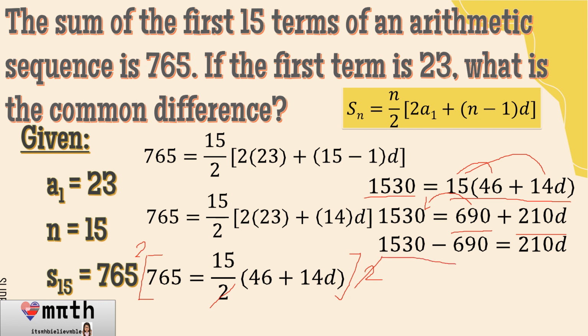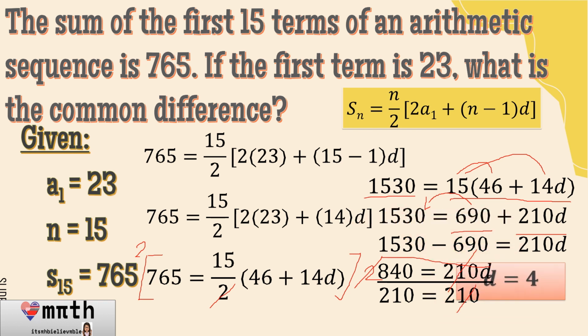Then simplifying 1,530 minus 690 would be 840 equal to 210d. So in order for us to get d, let us divide both sides by 210. So this will be cancelled out, leaving d behind. So 840 divided by 210, that will be 4. So our common difference will be 4.